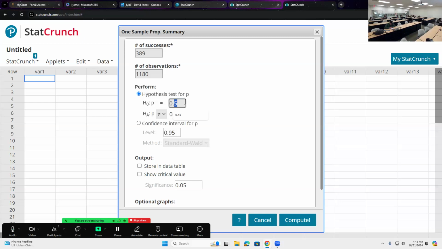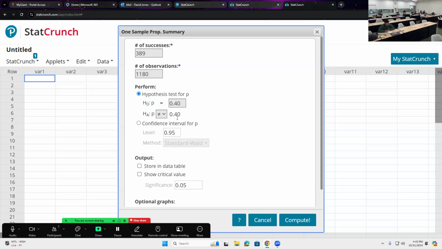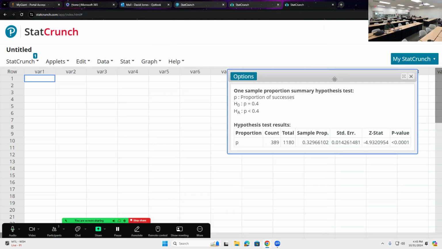This is where we put in our p. Notice I can't edit this one right down here, there's no box here. But if I change this one to say 0.40, that one updates on its own. And then we will say less than. Always double check the symbol in HA. If you make a mistake, chances are that's where you made a mistake. Believe it or not, that's the most common thing to overlook. With that, I'll click compute.